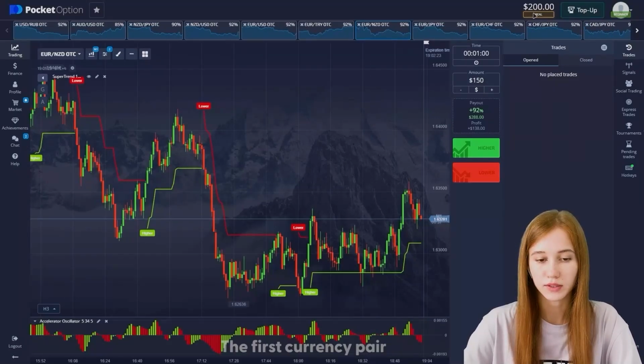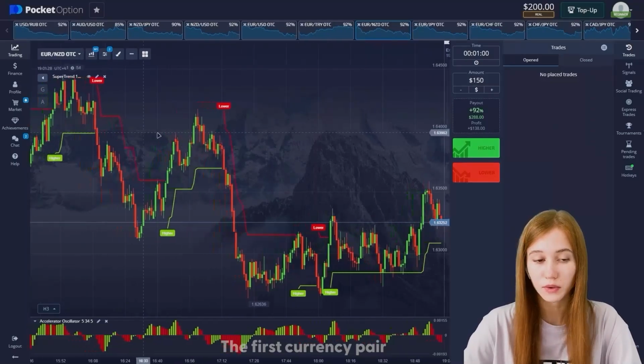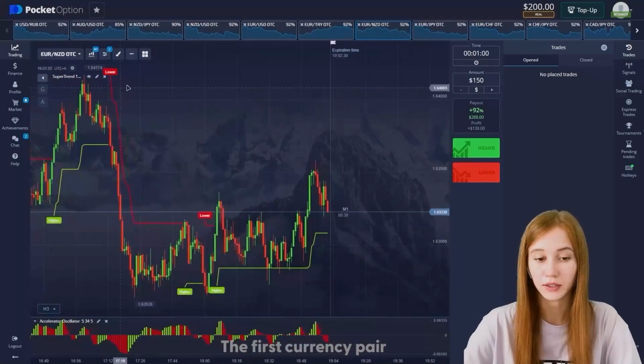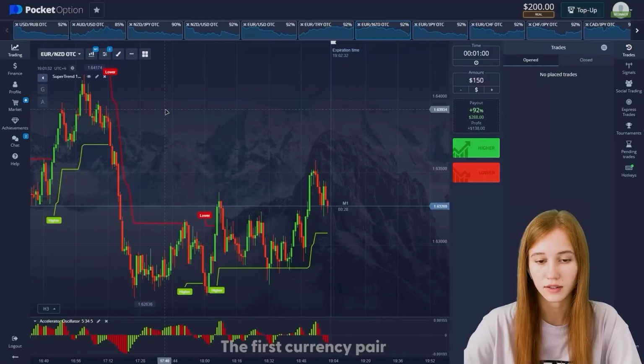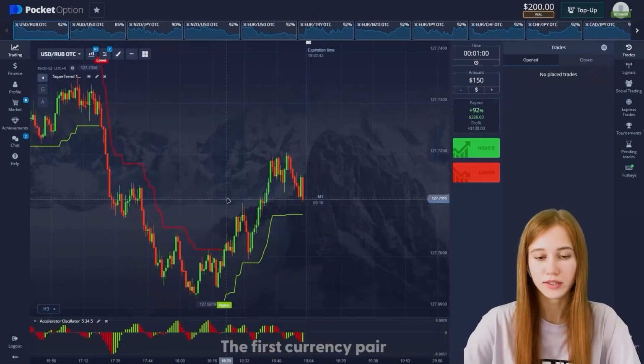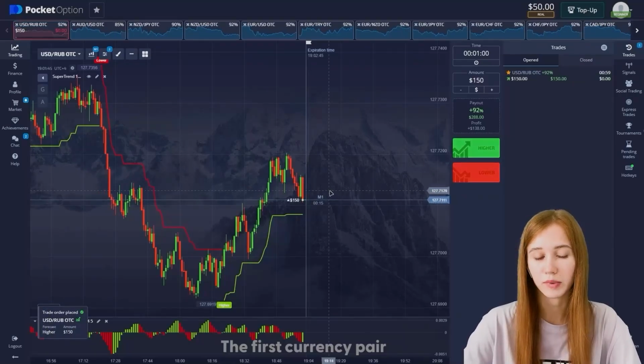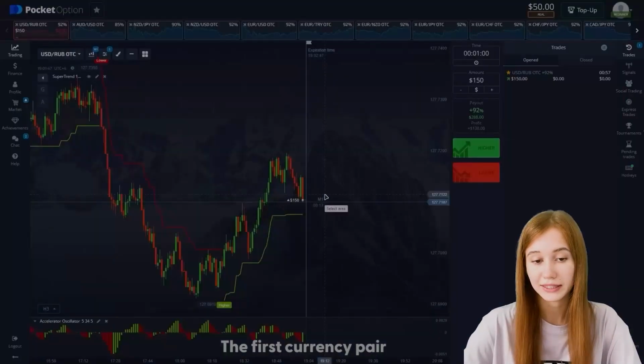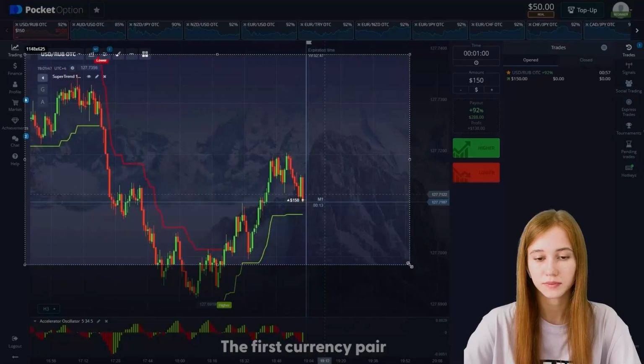We trade with a balance of $200. The deal amount is $150. We'll mainly use our technical analysis. The indicator will be an auxiliary tool. So now we have switched to the first currency pair. The situation is interesting. We open up and begin our technical analysis.